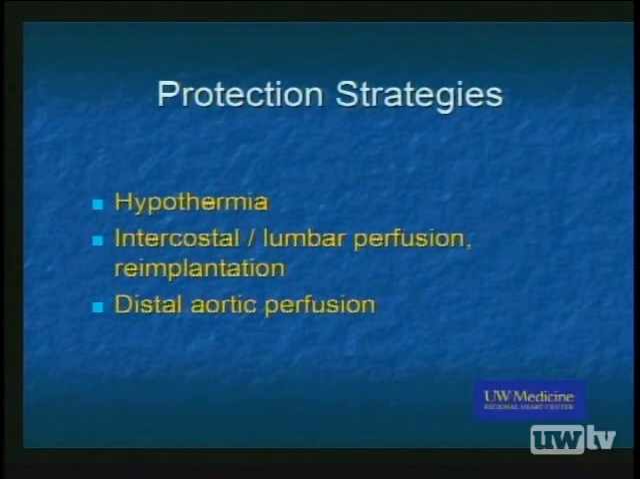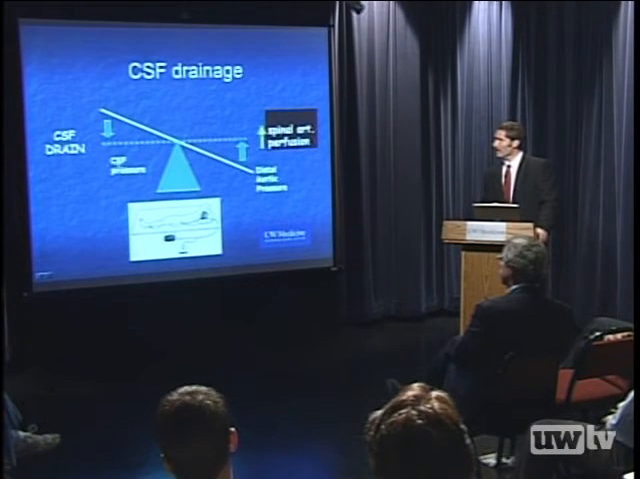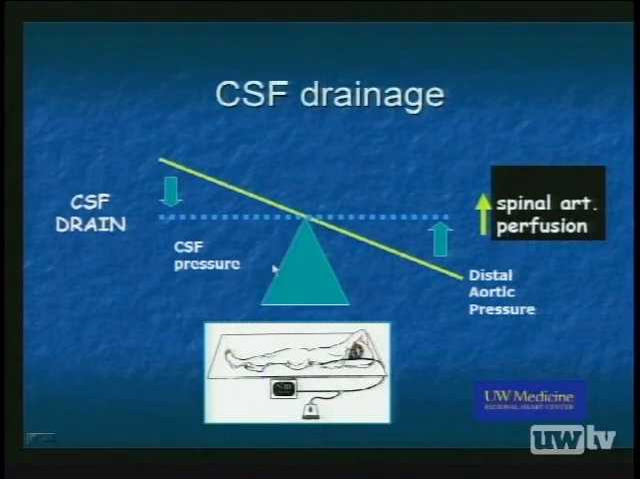And CSF drainage is an important adjunct, and the way it works is that by placing a CSF drain, you drop CSF pressure. The distal aortic pressure is not changed because you're not manipulating the cross clamp, but what you do is you narrow the difference in this gradient and therefore increase spinal artery perfusion pressure and enhance nutrient blood flow to the spinal cord.